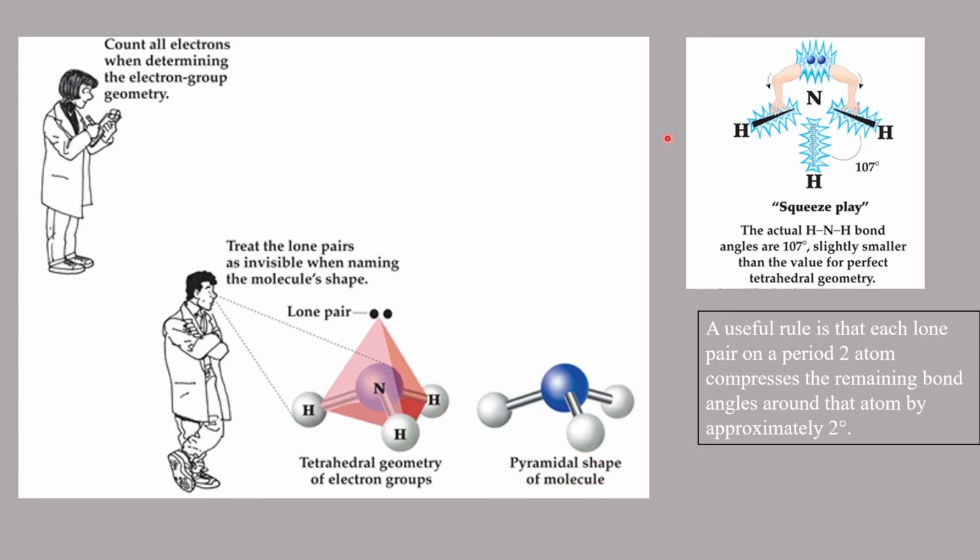Now for the bond angle, this lone pair is more negative and will have more repulsion as compared to the electrons that are in the bonding groups. So when this lone pair has more repulsion, there will be a squeeze play and the actual hydrogen, nitrogen, hydrogen bond angle will be less than 109.5. A useful rule is that each lone pair from a second period element will compress the remaining bond angles around that atom by 2 degrees. But in general, you can just simply say that the bond angle will be less than 109.